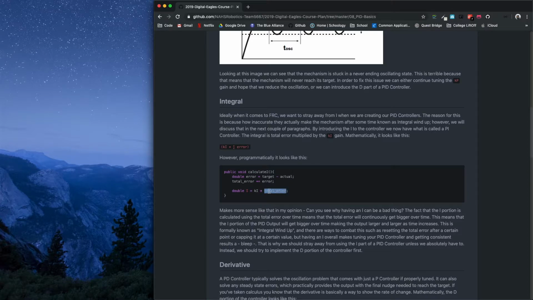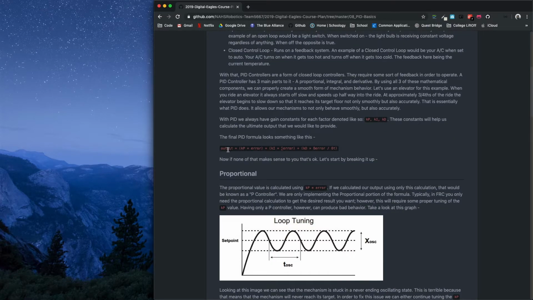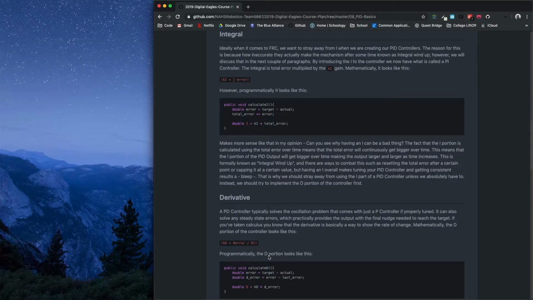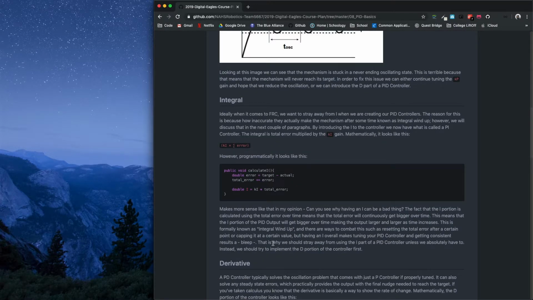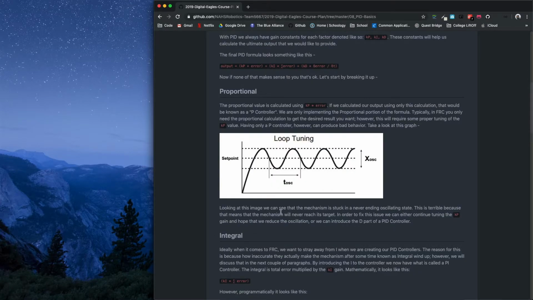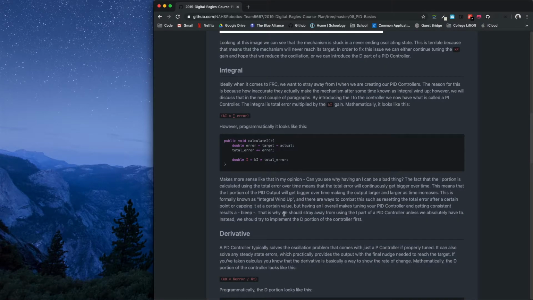So if the Ki is staying as a constant, right? Ki doesn't change, but the total error increases, then this I output will also increase, which means that this output will also increase. So our output is continuously increasing. And if we have like an elevator or an arm or something, and this is continuously increasing, then that means that our entire mechanism is just going to get faster and faster and faster. And if it gets faster and faster, then it's going to be easier to overshoot, and we won't be as accurate. And so that's essentially what integral windup is. It's just the fact that this total error gets so large that it messes with our behavior.